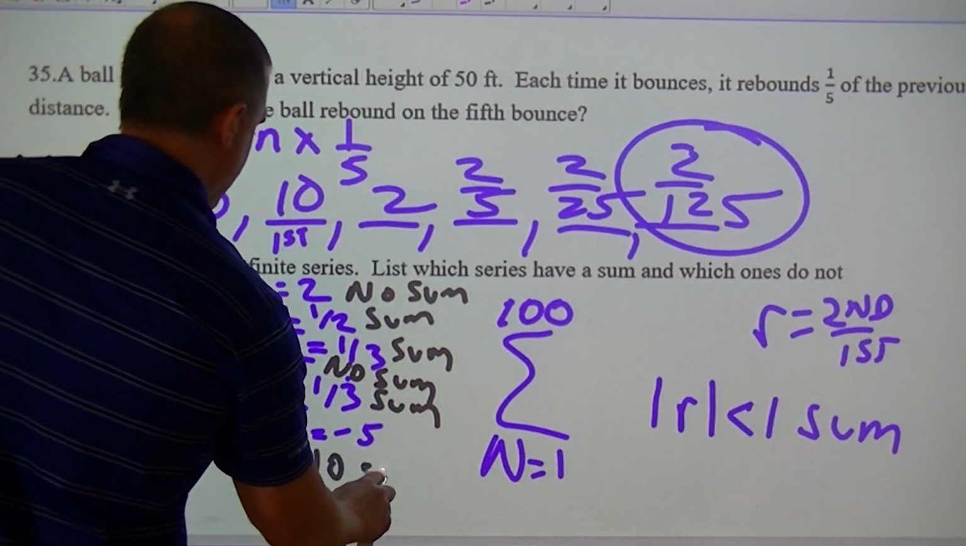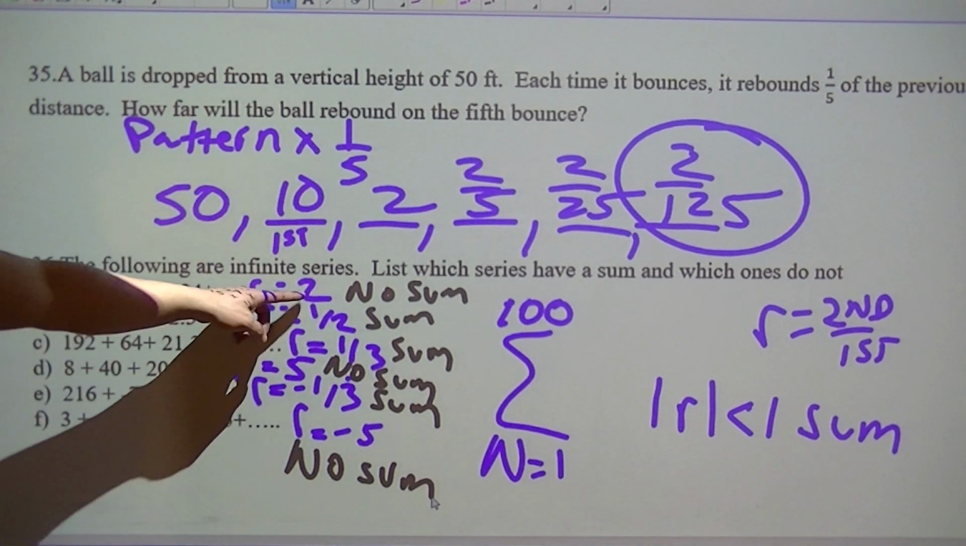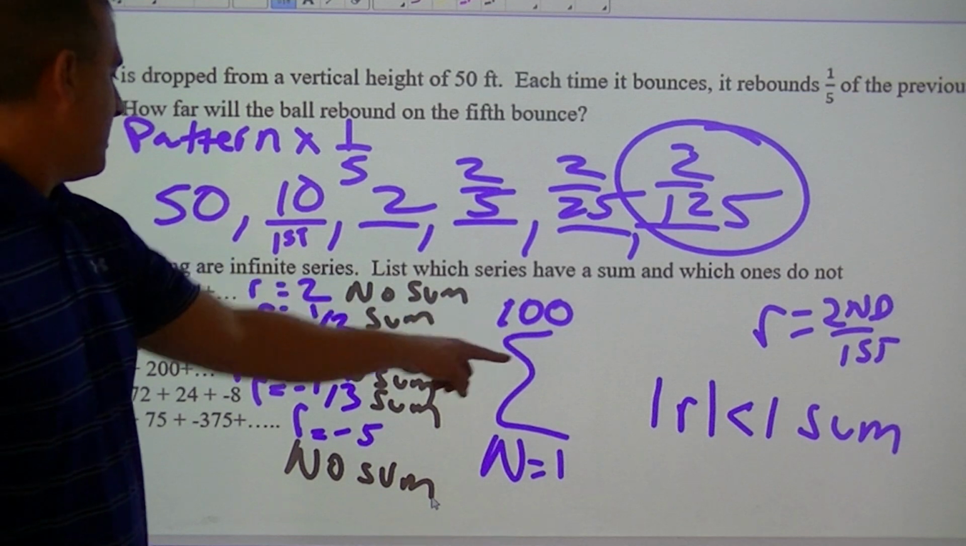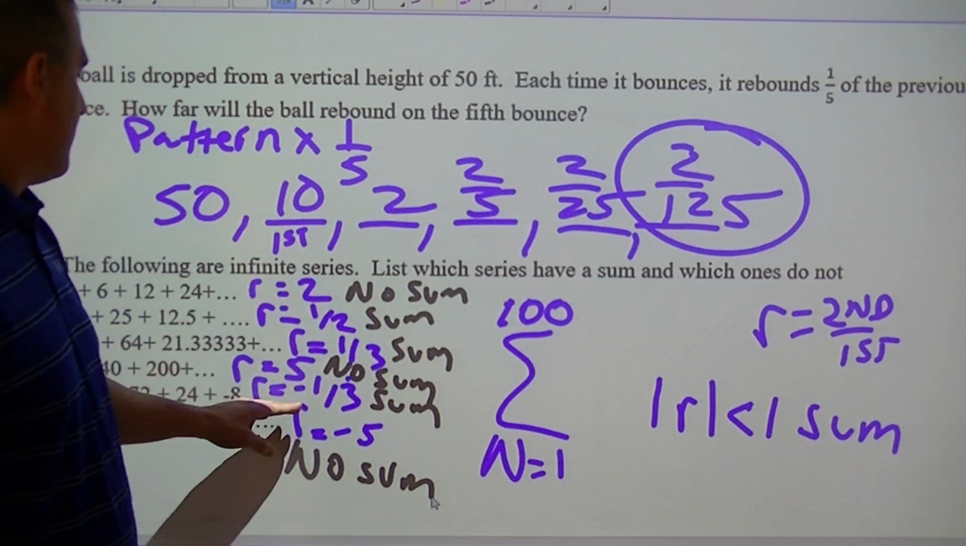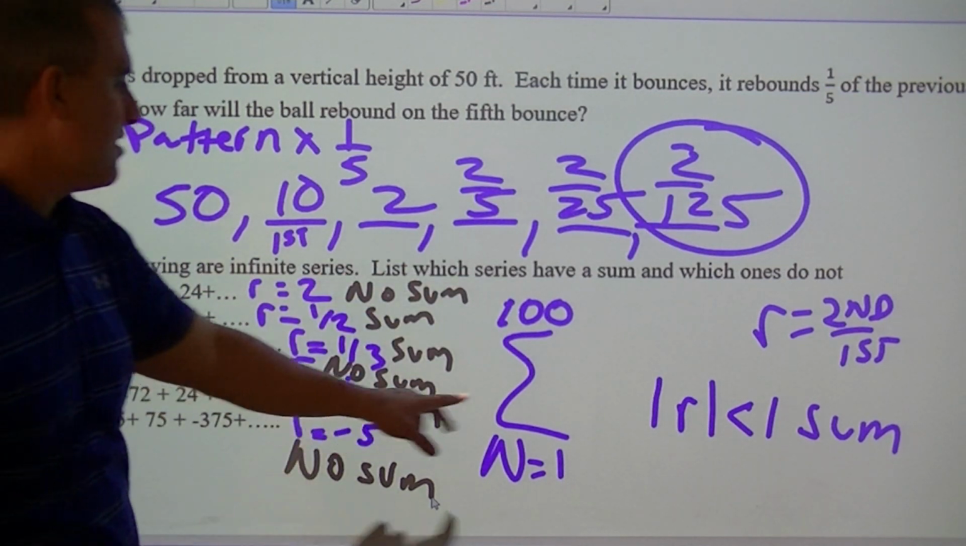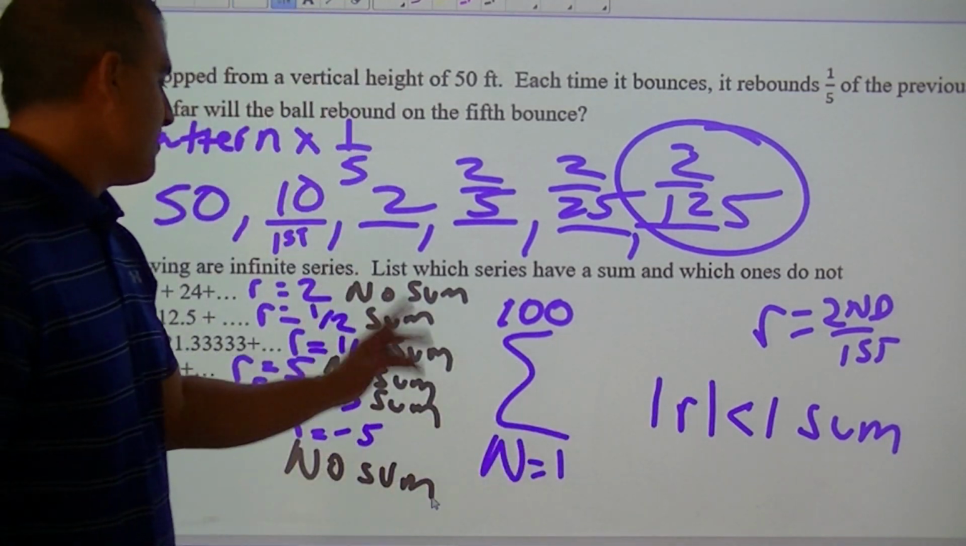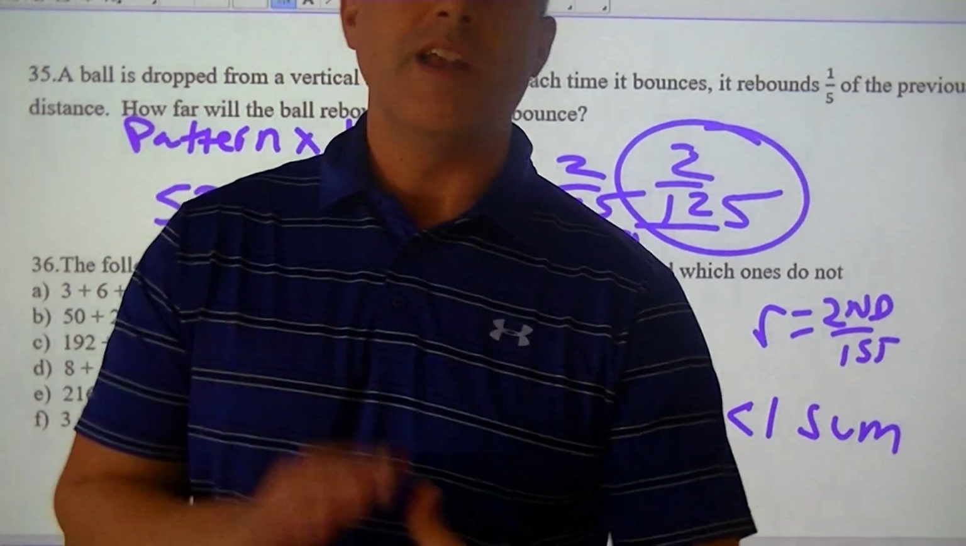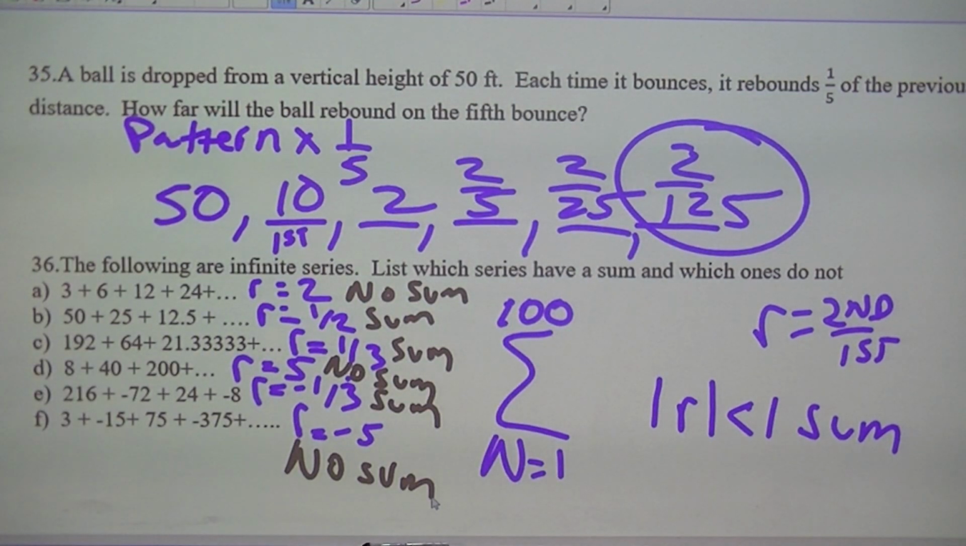Like I said, the other way of doing it is this isn't less than 1, no sum. This is less than 1, sum. This is less than 1, sum. 5 is not less than 1, no sum. Now this one's a sum because if you do absolute value, that negative third becomes positive, and this would also be no sum. So either way you can do it is fine. This should help you a lot on the test.